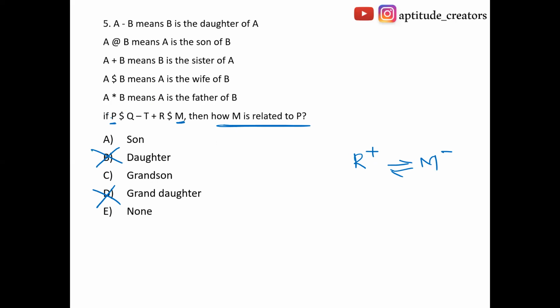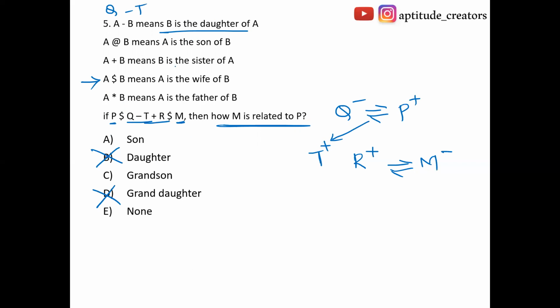Okay. P dollar Q. What is P dollar Q? P is the wife of Q. Okay. Q minus T. Q is the reverse. Q minus T. T is the daughter of Q. T is the daughter of Q and P. Correct. Now, what about next?